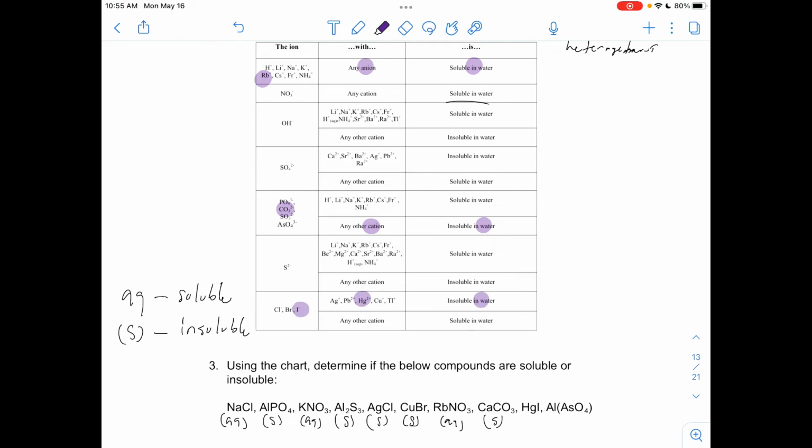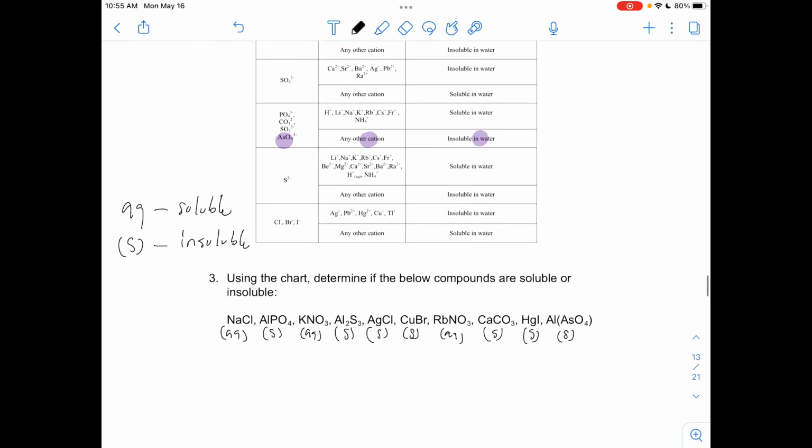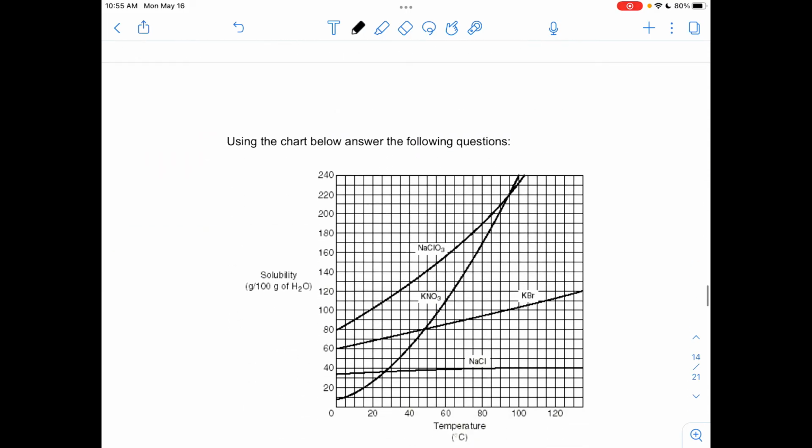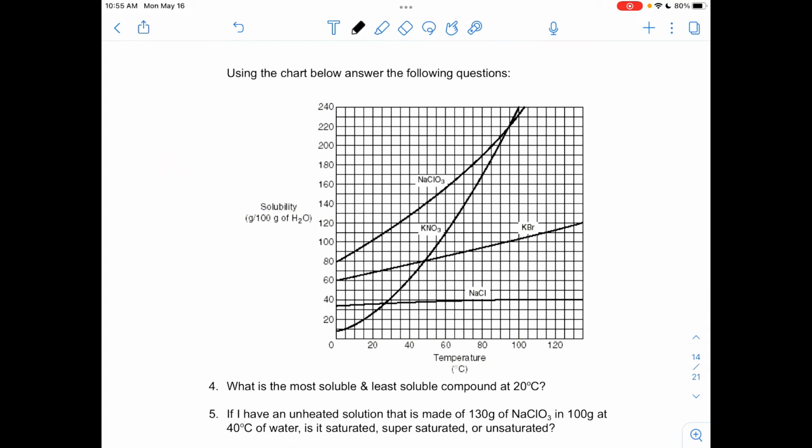HgI, mercury, Hg is going to be insoluble. And then AsO4, arsenate, is right here. Arsenate is here, and it's with Al, which is any other cation, so insoluble. Okay, so that's how you do those, guys.